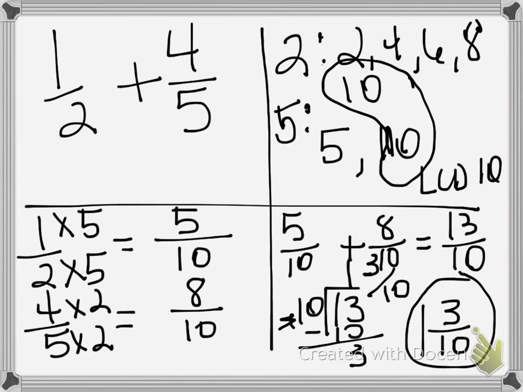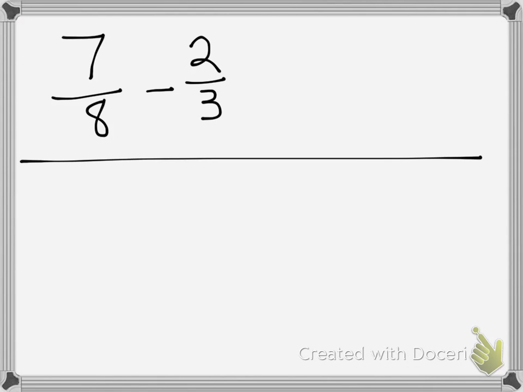Now let's try a subtraction problem. Okay, on this one we're going to have 7/8 minus 2/3. We're going to draw our 4 squares and find the common denominator for 8 and 3.